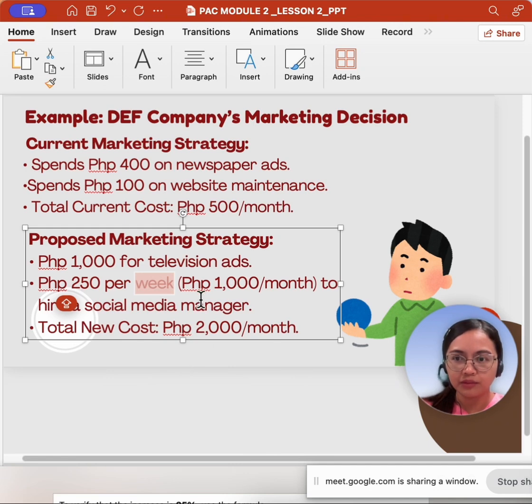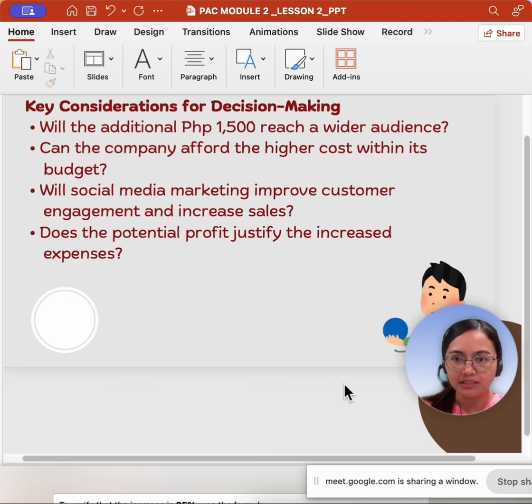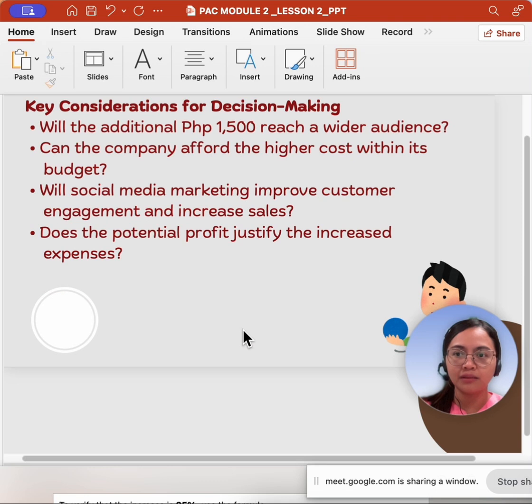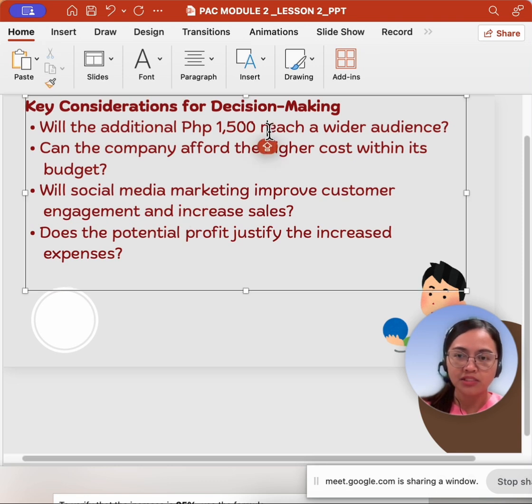So, compare them there. What would be the best? The key considerations for decision making: will the additional 1,500 reach a wider audience? If they spend on television ads and hire a social media manager, the added cost goes from 500 pesos per month to 2,000 per month. Meaning, with that 1,500, can they reach a wider audience?